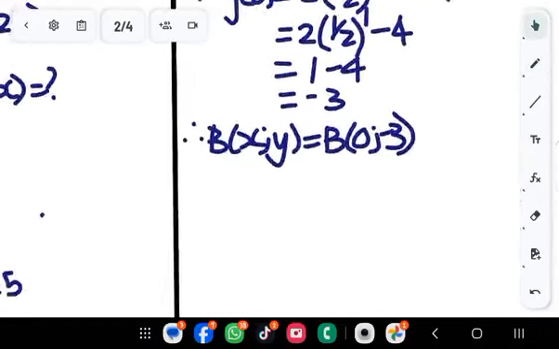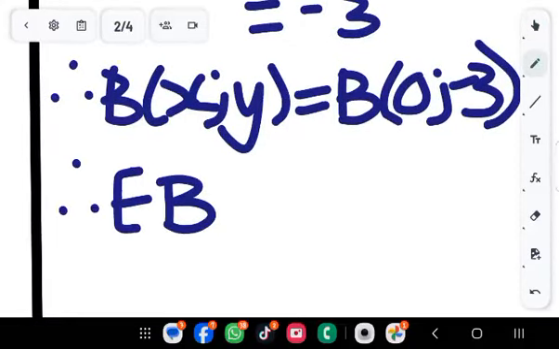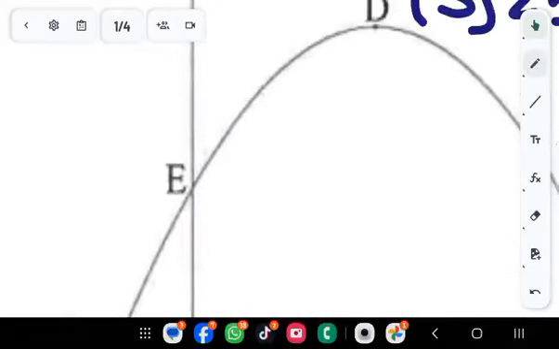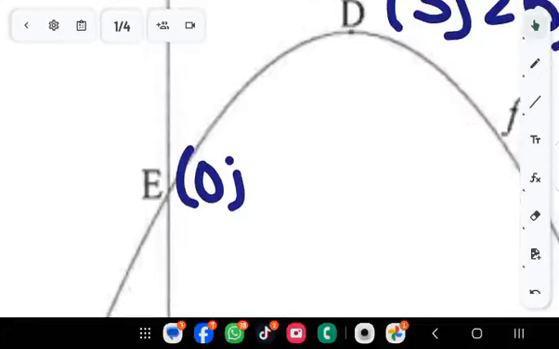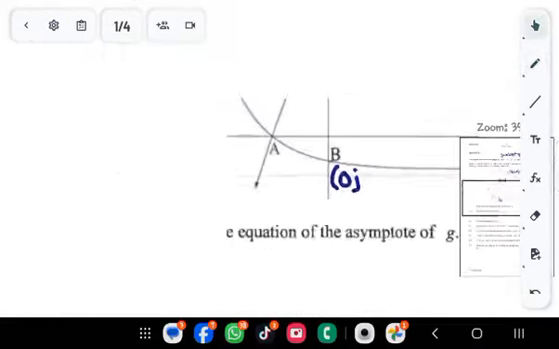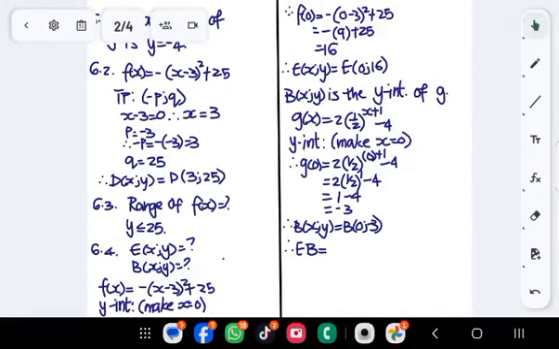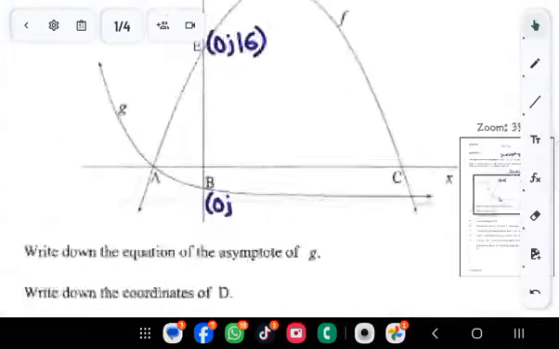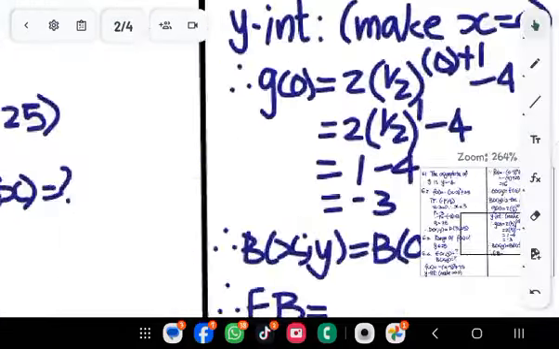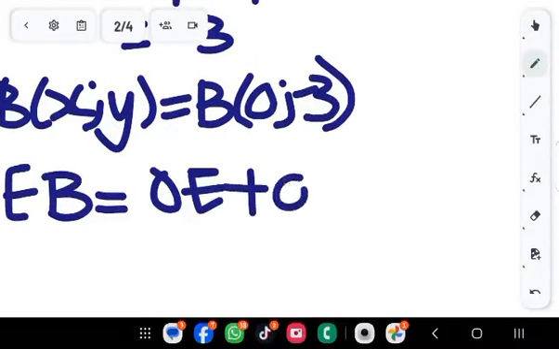Now, in order to find the length of EB, here are the coordinates: 16, and 0, negative 3. To figure out the length of EB, you simply add the lengths, so EB will be equal to OE plus OB.